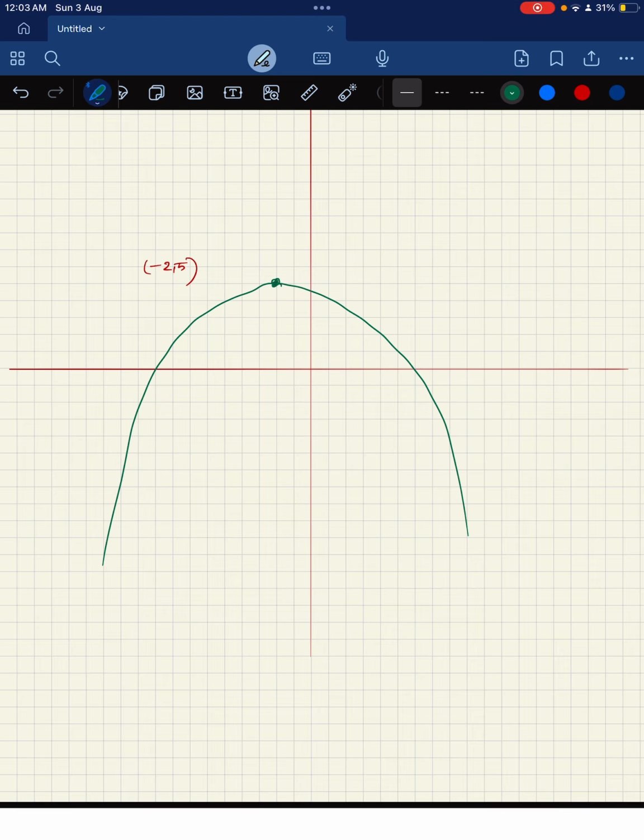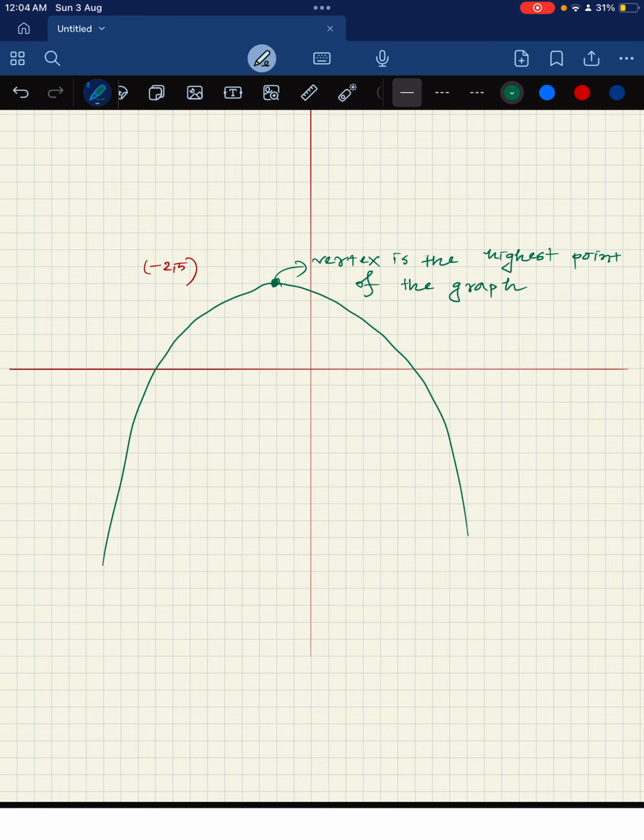So what does the range of the parabola mean? Range of the function means the output, the y values of the function. Just look at it. The vertex is the highest point of the graph.